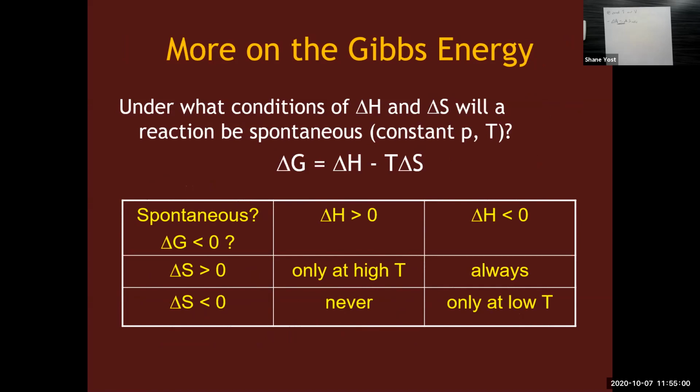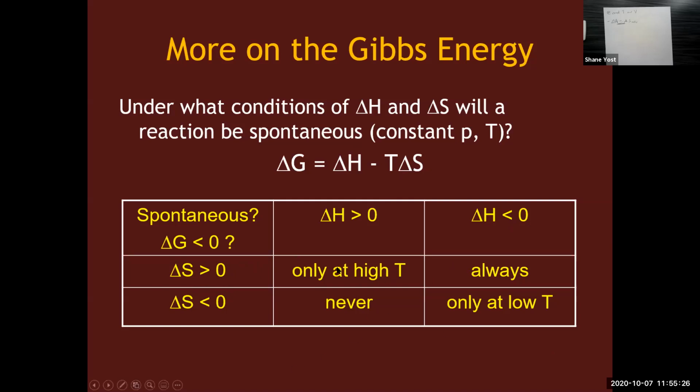If I want my process to be spontaneous, delta G has to be less than 0. Looking at this equation, delta G is always less than 0 if delta H is negative and delta S is positive. So that's what this table is saying: if delta S is positive and delta H is negative, then delta G is always less than 0, so at any temperature this process is always spontaneous.